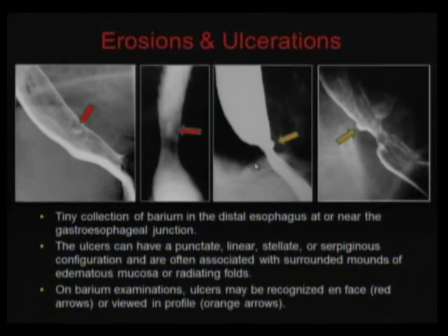Okay, in some cases we can see erosions or ulcerations. If you see them en face, you can see a deposit of contrast, sometimes surrounded by a radiolucent halo, that is the edema surrounding the ulceration, like here, okay? And in some other cases you can see them in the lateral view, single and double contrast. So you can see erosions or ulcerations. Usually in most cases it is a single one, not multiple, okay?